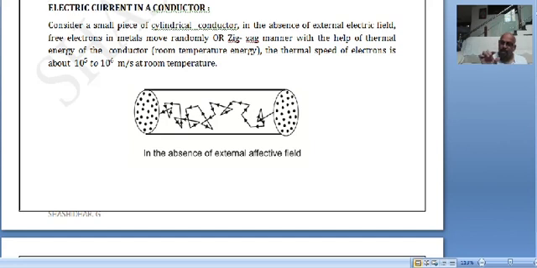You know that metals, conductors, are characterized by the presence of a large number of free electrons. There will be a large number of free electrons present in the conductor, in fact around 10 to the power 28 per cubic meter. So many electrons will be there.